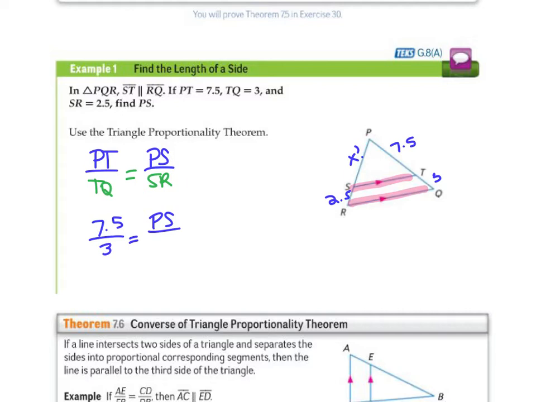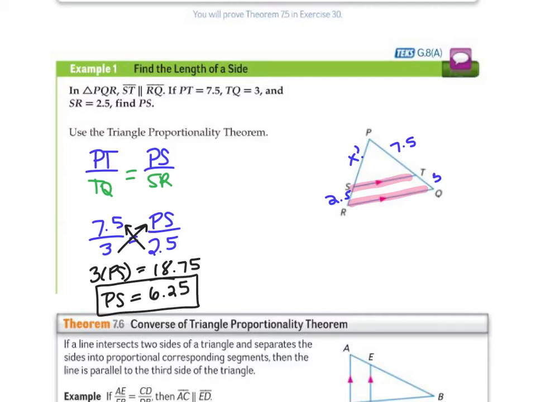You could put in X here. This is our value that we're looking for, over 2.5. When we cross multiply, we're going to get 3 times our length of PS equals 18.75. Dividing by 3, we get a length for PS being 6.25.